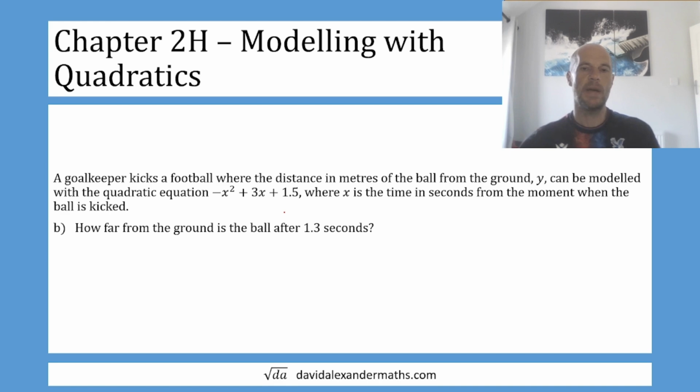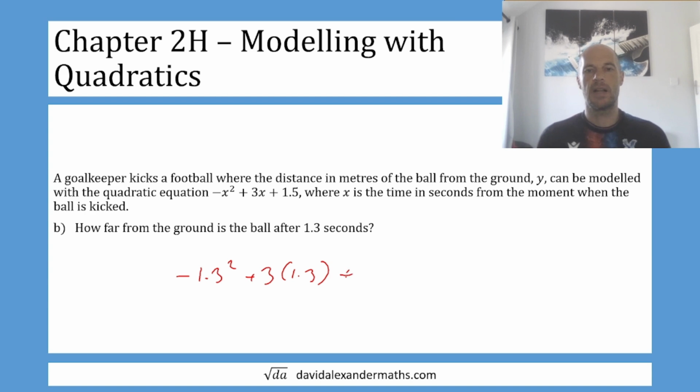Let's see part B. How far from the ground is the ball after 1.3 seconds? x is the time in seconds, so all I need to do is substitute 1.3 into the equation. So it's minus 1.3 squared plus 3 lots of 1.3 plus 1.5. What is 1.3 squared? That is 1.69, so minus 1.69 plus 3 times 1.3 plus 1.5, the answer is 3.71, so 3.71 metres.